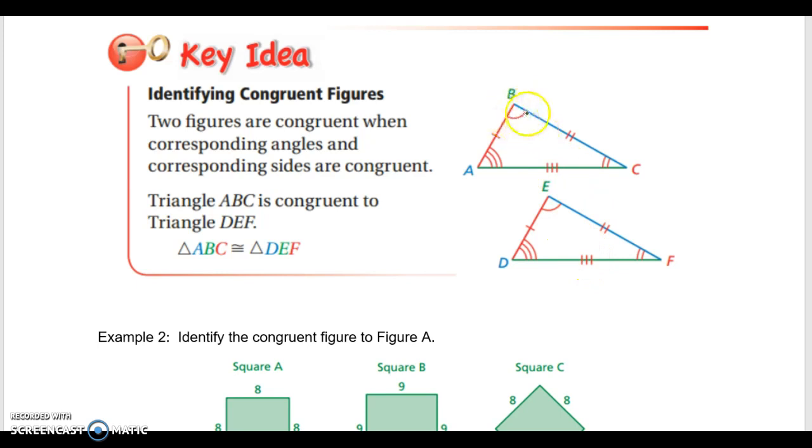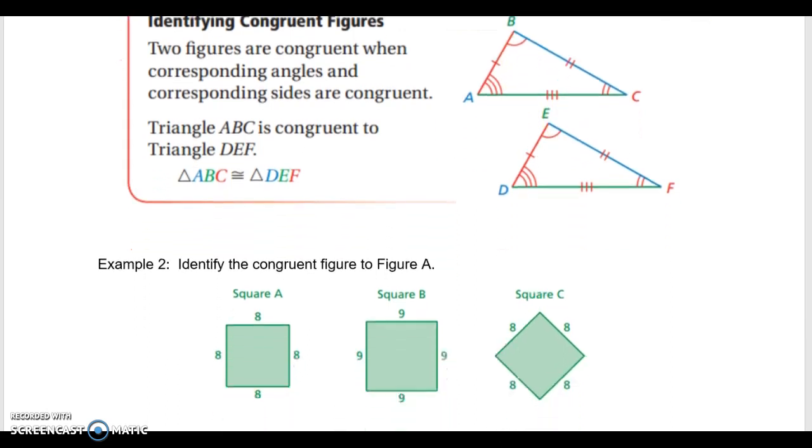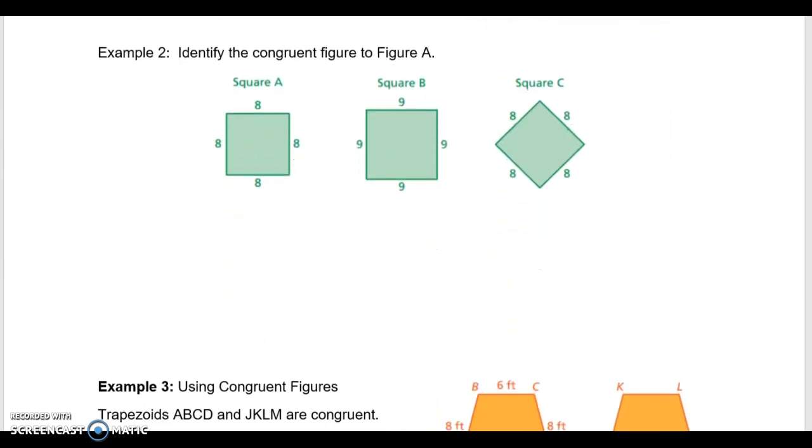Same thing with the angles. So if you see 1 arc inside of here and 1 arc here, it means that angle B is corresponding to angle E and also congruent. Okay, they're also going to be the same size and shape. So identify the congruent figure to A. Well, it has to be B. They're both squares, right? Nope, that's not true. Remember, we are looking for the same size and shape when something is congruent.